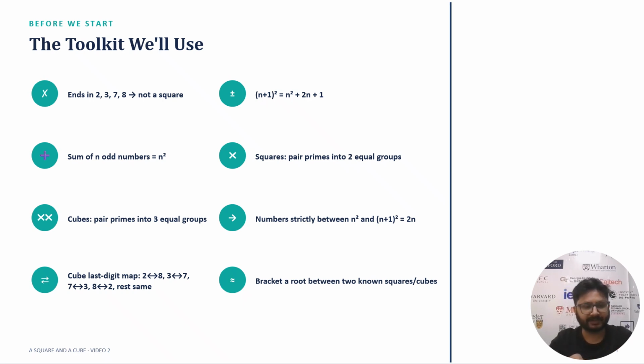The first one was any number which ends with 2, 3, 7, and 8 is not a perfect square. That is the first thing that we need to remember. The second thing, sum of the first n odd numbers. So 1 plus 3 plus 5 and so on. If I'm adding, let's say, 10 numbers, 1 plus 3 plus 5 plus 7 and so on, it is going to give me 10 square, which is equal to 100. If I add the first three, 1 plus 3 plus 5, this is going to give me the square of 3. Okay. We have discussed these two.